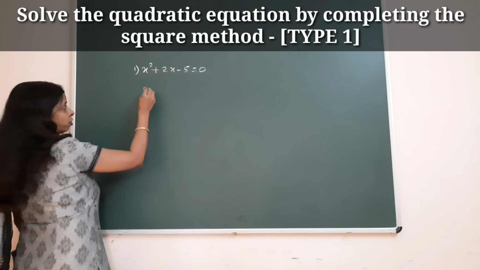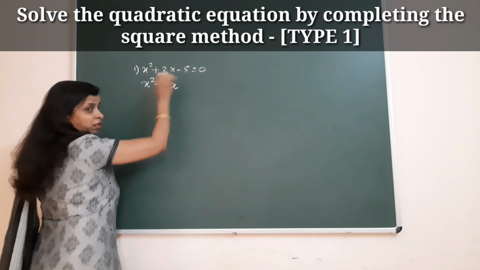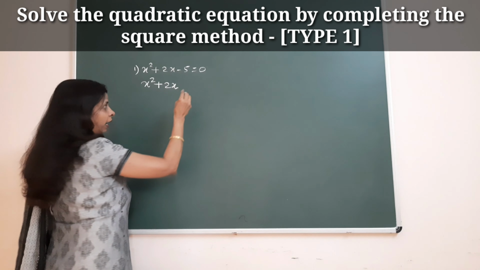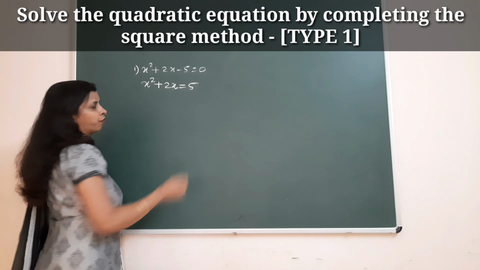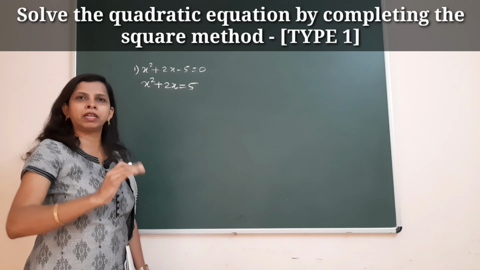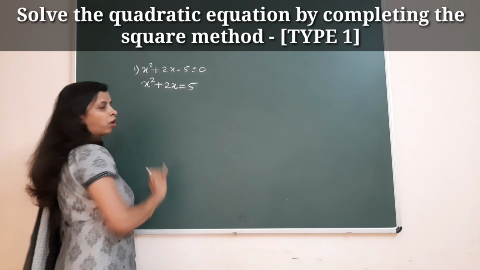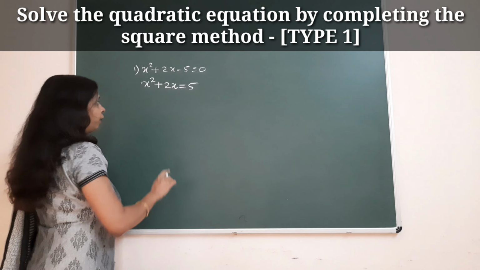How to proceed? You write x square plus 2x, and the third constant term, take it towards the right side, equal to 5. This should be your first step. The constant number, take it to the right hand side. And then what can we do further?